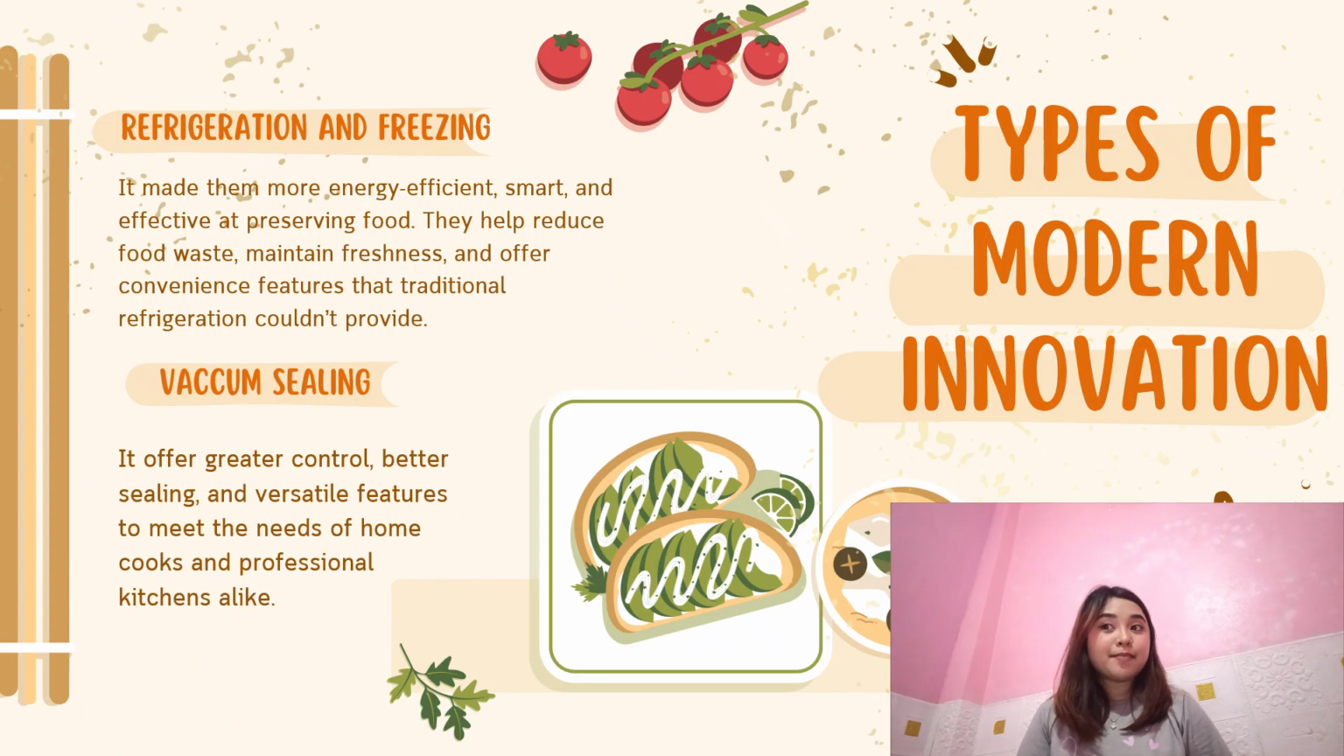So there are two types of modern innovation, which are refrigeration and freezing, and vacuum sealing. Refrigeration and freezing have become more energy efficient, smart, and effective at preserving food. They help reduce food waste, maintain freshness, and often offer convenience features that traditional refrigeration couldn't provide.